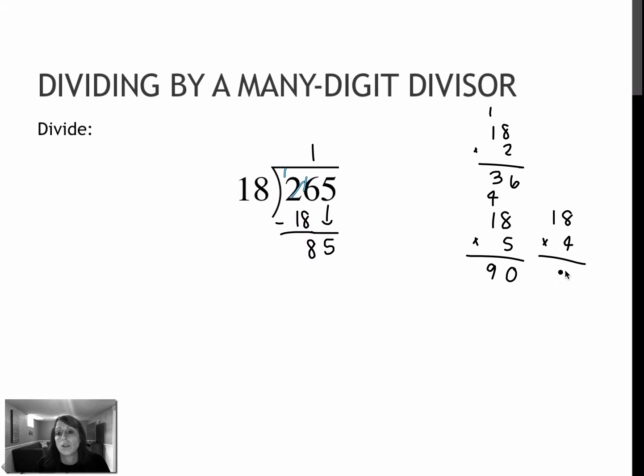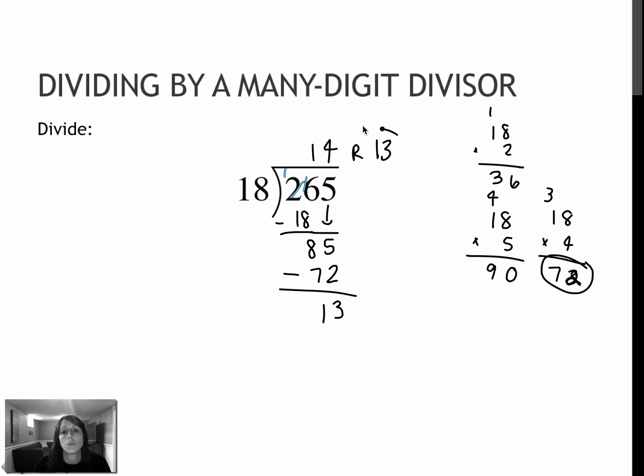8 times 4 is 32. 4 times 1 is 4, plus 3 is 7, so that's 72. So I'm going to do a 4 up here. 4 times 18 is 72. When I subtract, I get 3 and 1, so it's 14 with a remainder of 13. So again, this was a way not using that whole list of factors. So I just guessed a number and then decided if it was bigger or smaller than that.